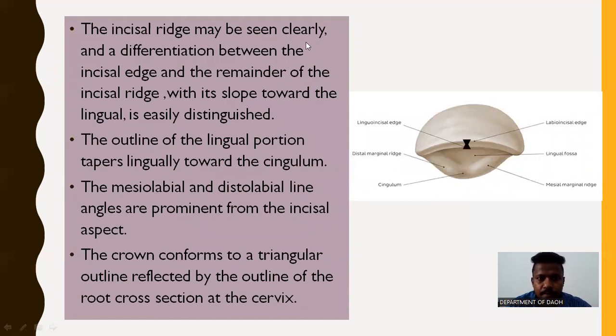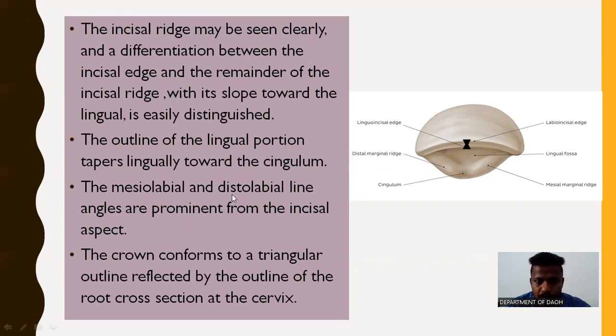The incisal ridge may be seen clearly, and the differentiation between the incisal ridge and the remainder of the crown, with its slopes towards the lingual, is easily distinguishable. So you can see here, this is the incisal edge. The outline of the lingual portion tapers towards the cingulum.